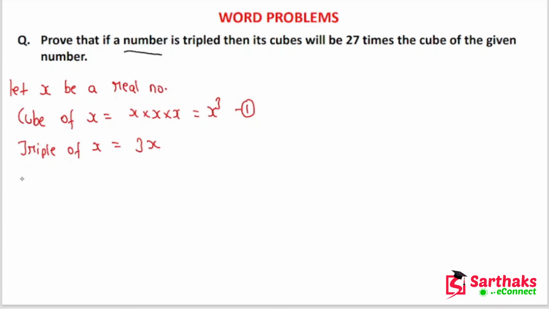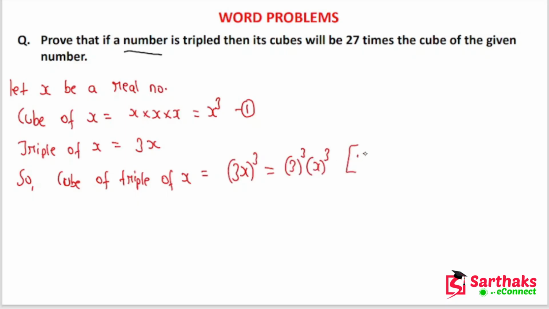Okay, so triple of x is 3x, so cube of triple of x is equal to what? (3x) cube, right? Now using powers and exponents, this (3x) cube is nothing but 3 cube into x cube. We will separate it. So what is the formula we are using? That (ab) raised to the whole power m equals a raised to the power m into b raised to the power m. Simple. Okay, so we will have 3 cube, that is 27 x cube. Obviously you can see it is 27 times the cube of x.